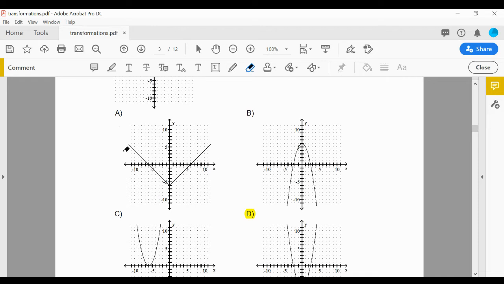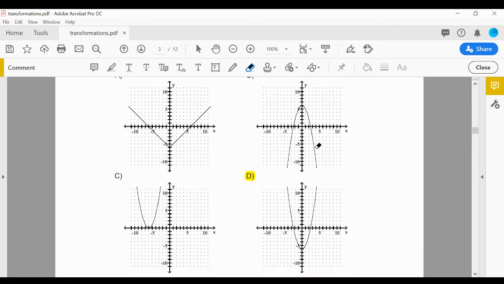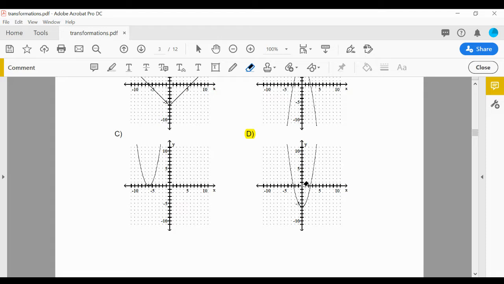Well, obviously, this is not a parabola. It's the absolute value. This guy's been flipped up. This guy here is a parabola, but it moved 6 units to the left. This is the guy I'm looking for. It took a basic parabola, which had a vertex right there, and moved it down 6 units.